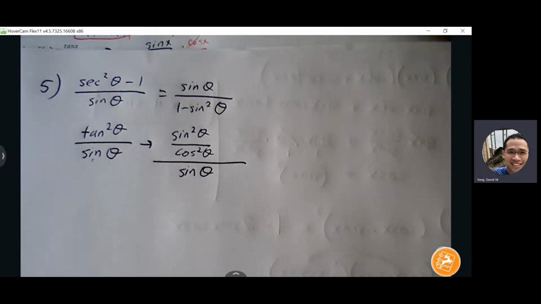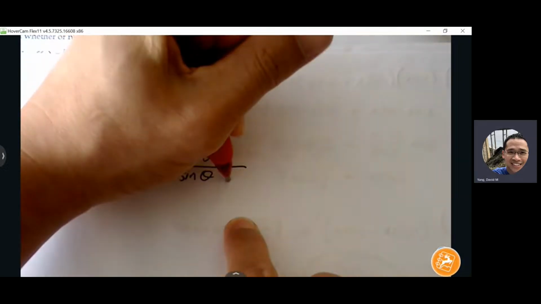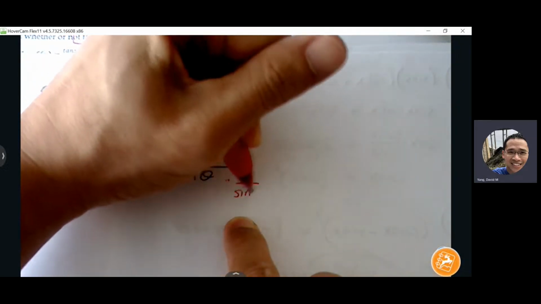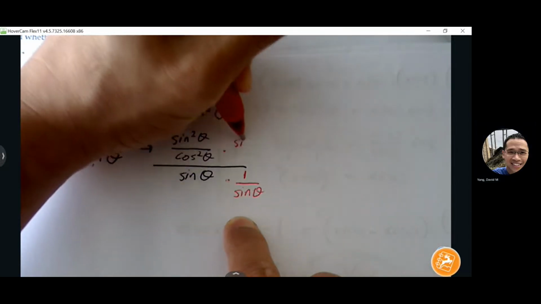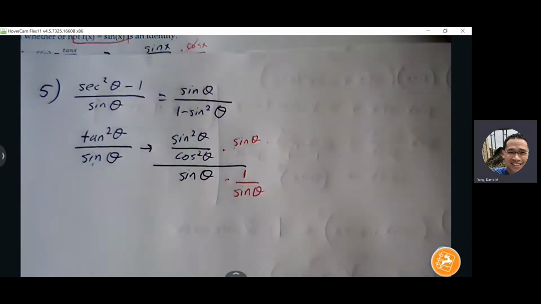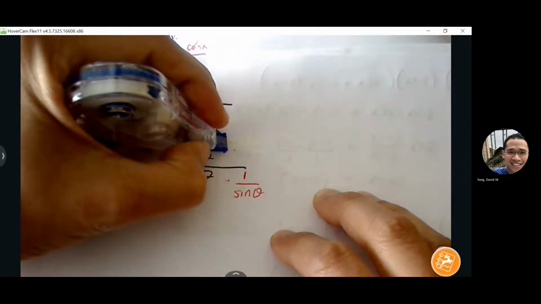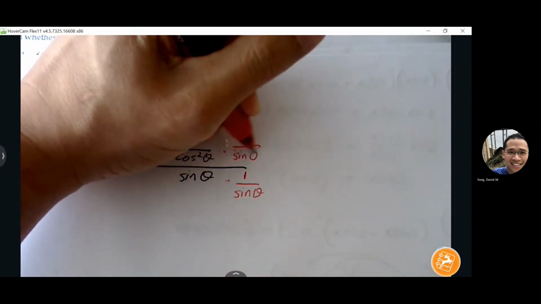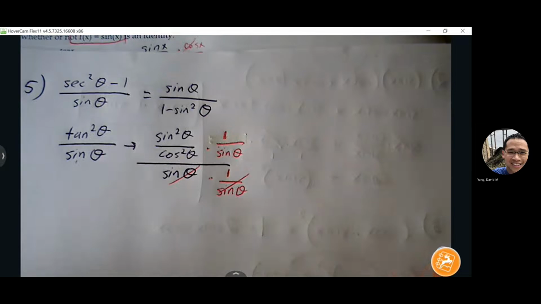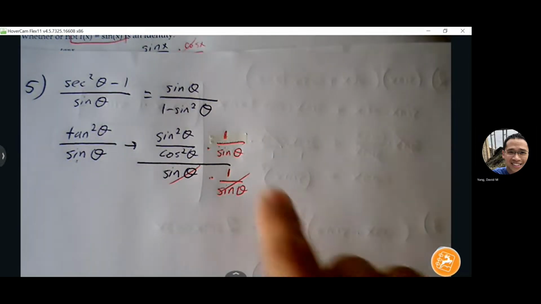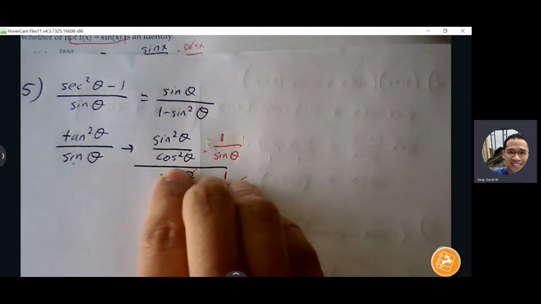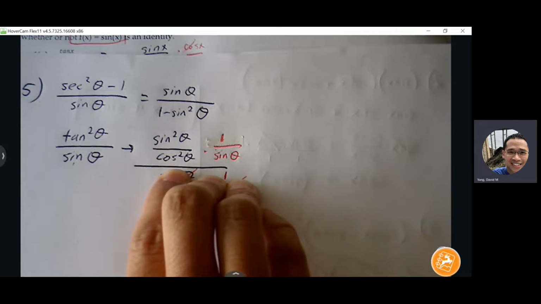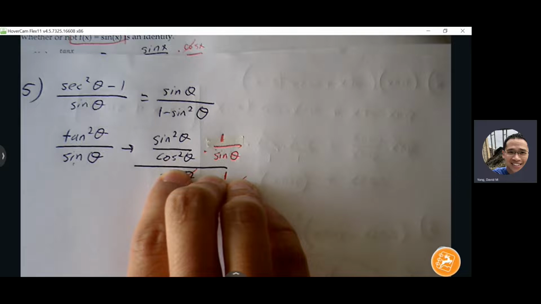Complex fraction, so what can I do? Right, reciprocal, right? Let's bring that denominator to the top. I can always bring any denominator to the top by taking the reciprocal. So this is what I have to work with now: sine squared over cosine squared times 1 over sine theta.